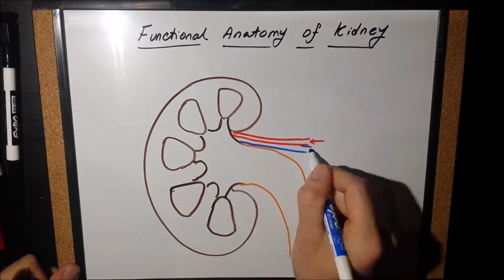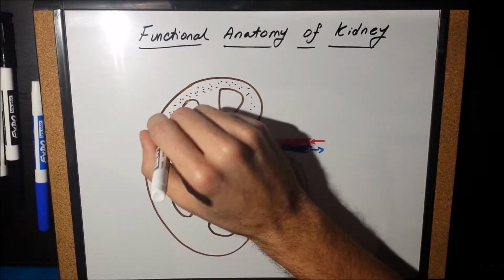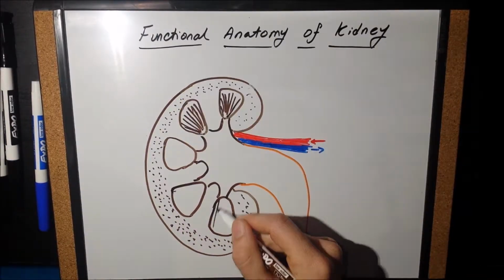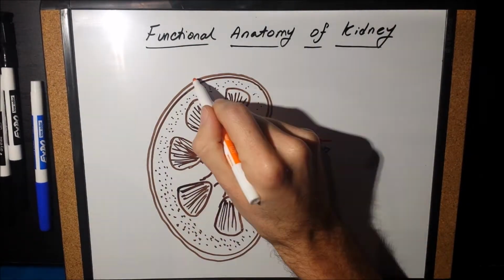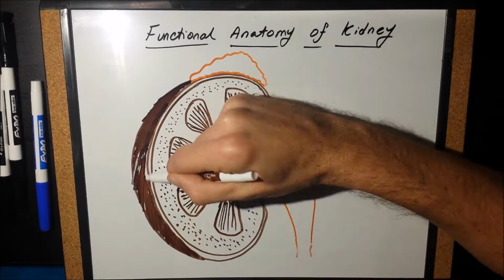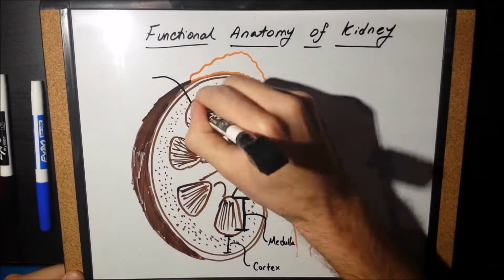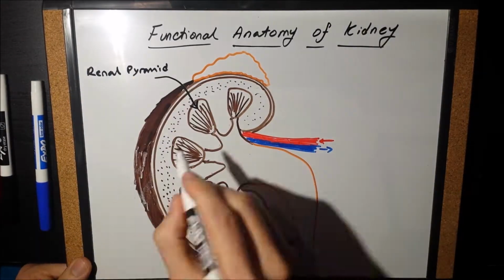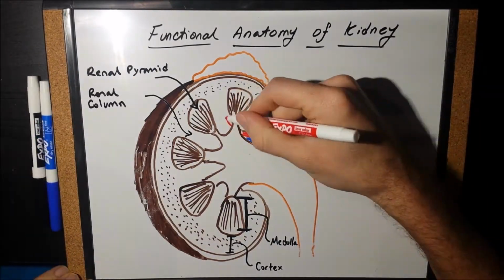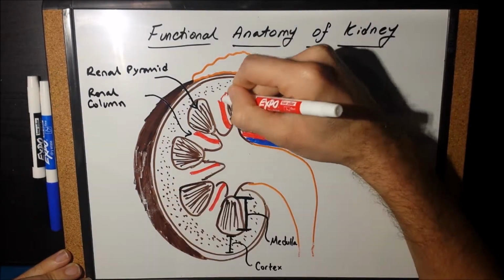In this coronal cross-section, we will discuss the major structures to better understand the kidney's job of filtration. This dotted section represents the cortex, which is filled with many microscopic structures called nephrons. The cortex is where filtration primarily occurs, whereas the medulla is the site of reabsorption and draining of metabolic wastes. Structures that make up the medulla are called the renal pyramids.